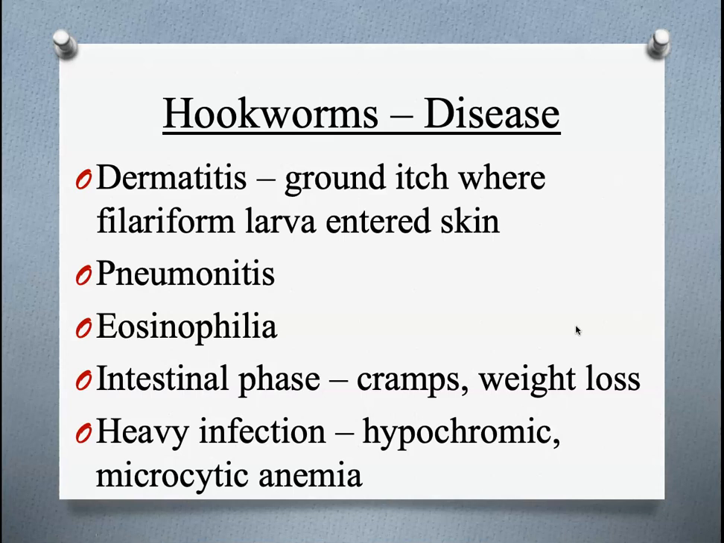So I mentioned that ground itch, which is a dermatitis where the filariform larva entered the skin. We could also have symptoms when it's in the lung phase, definitely eosinophilia, and then non-specific intestinal symptoms. Now, in heavier infections, the patient will start to exhibit a hypochromic microcytic anemia due to that iron deficiency that's occurring.